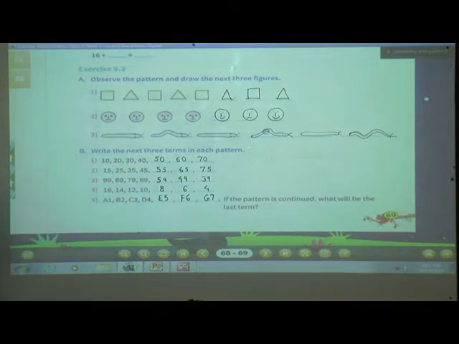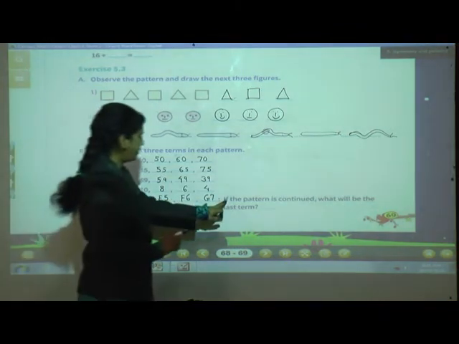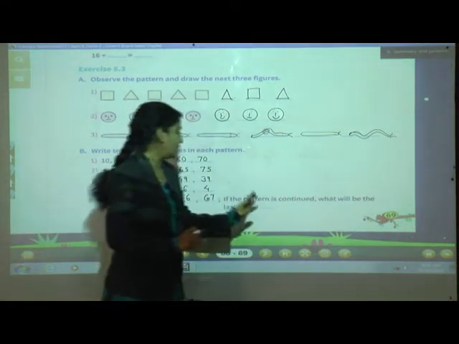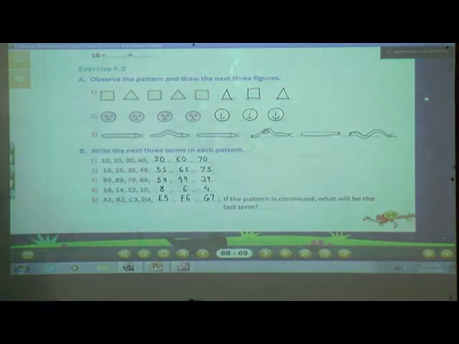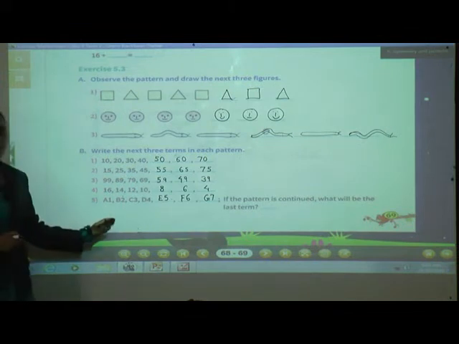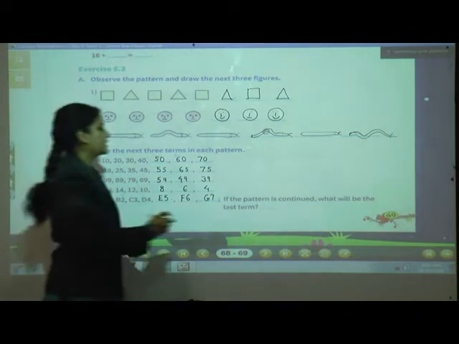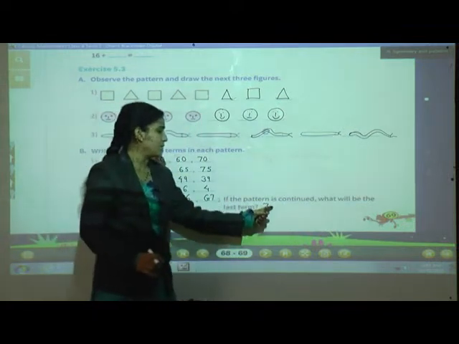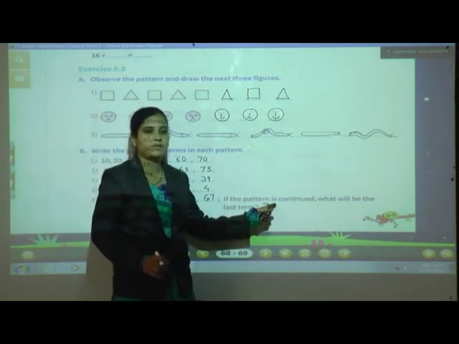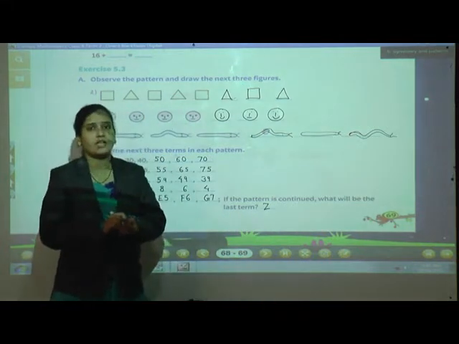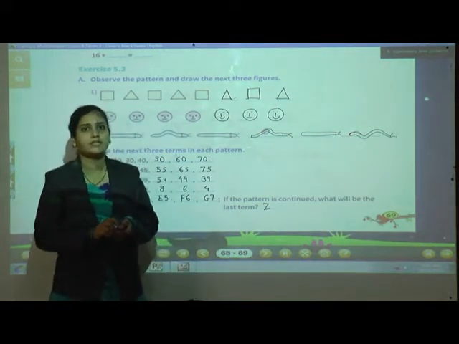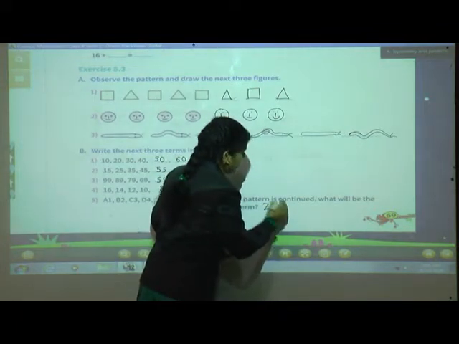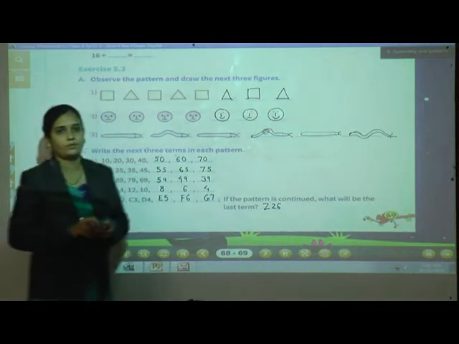Okay. But here they have given, if the pattern is continued, what will be the last term? As you know, Z is the last alphabet, so our answer will be Z. But what is the number here? What will be the number? All of you know there are 26 alphabets, so Z has 26 number. Understood, all of you? Okay.